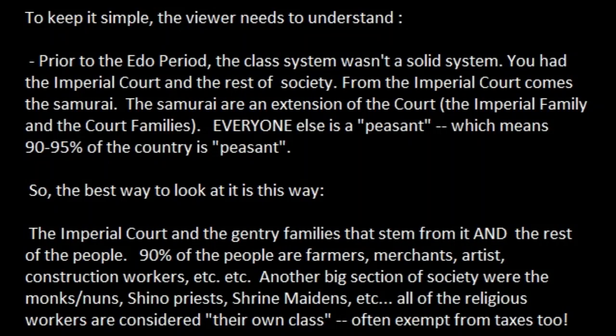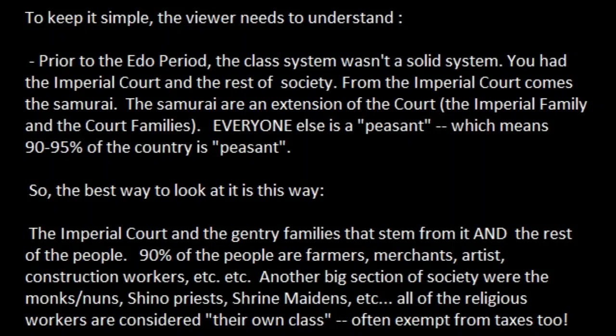So now let's keep it simple, right? What do you, the viewer, need to understand? You need to understand that prior to the Edo period, the class system wasn't a solid system. Many of the viewers are aware of this. You had the Imperial Court and you had the rest of society.